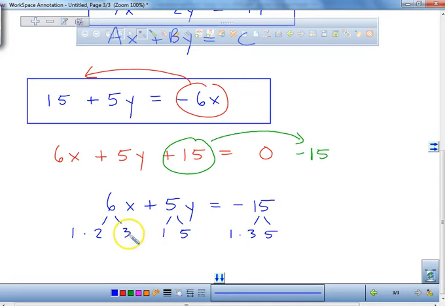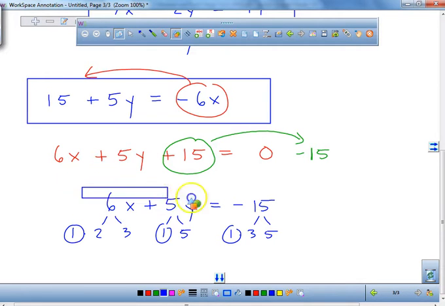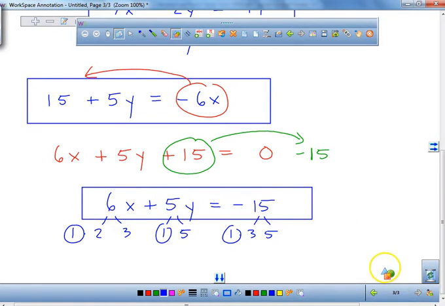This has a 3, that has a 3. That has a 5, that has a 5, but all 3 of them don't have the same common factor other than what? 1. So this is your final answer.